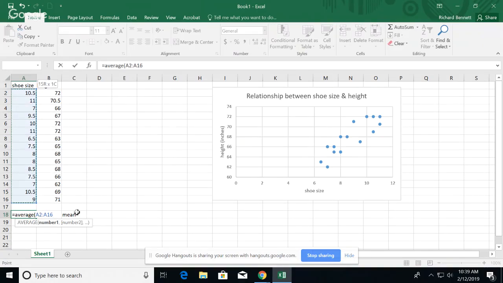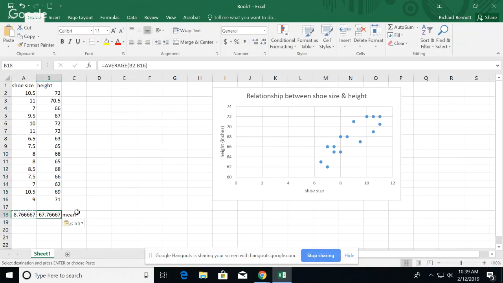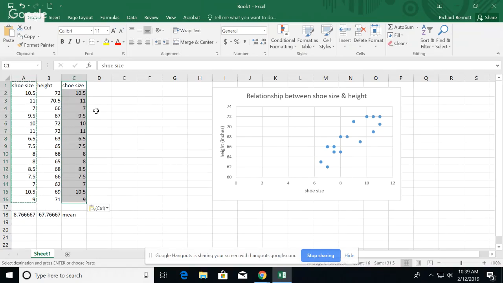Oh, by the way, we'll do that for both of these. But you know what we forgot to do? Here's what I'm going to do. I'm going to make a copy of this column. By the way, do not sort your data. If you sort your data, you can mess it up. Okay? Now, we're going to show you what that looks like.